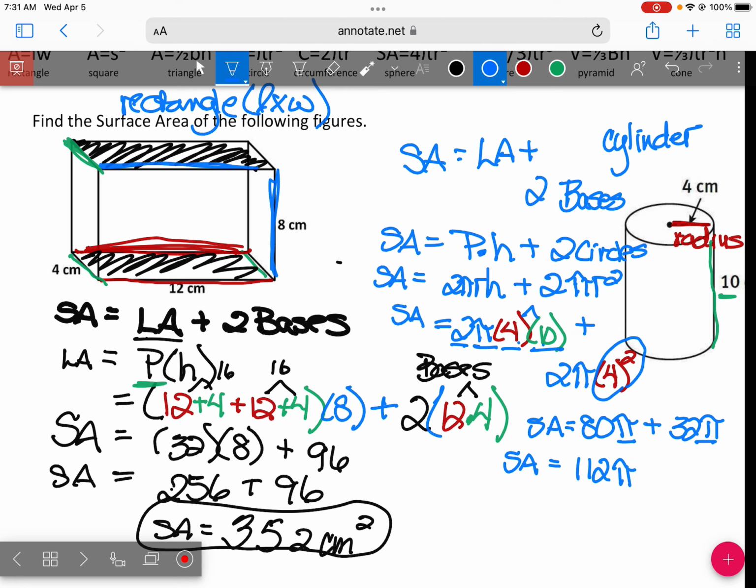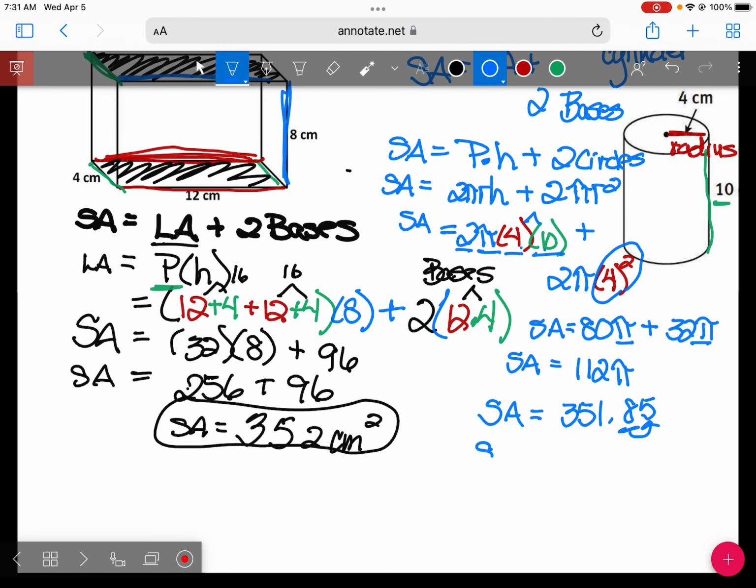So multiply 112 times the pi button, and you should get 351.85. Now, if we round this to the 10th place, I look next door, it's 5 or more, so that 8 is going to go up to 9. So surface area is equal to 351.9 centimeters squared.